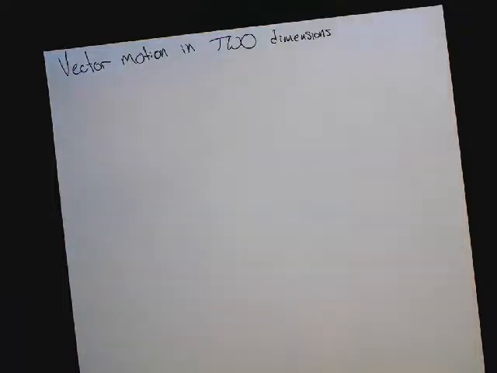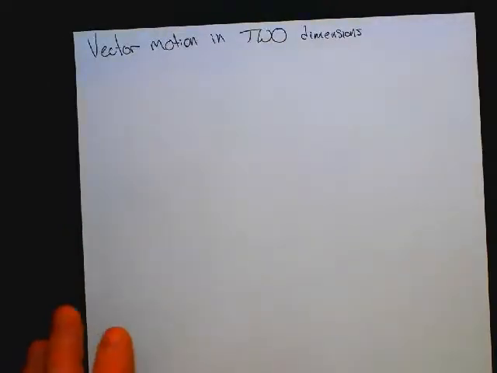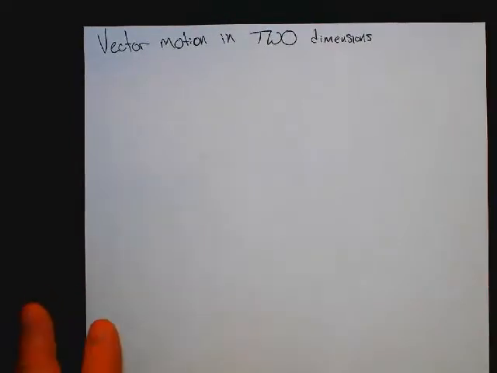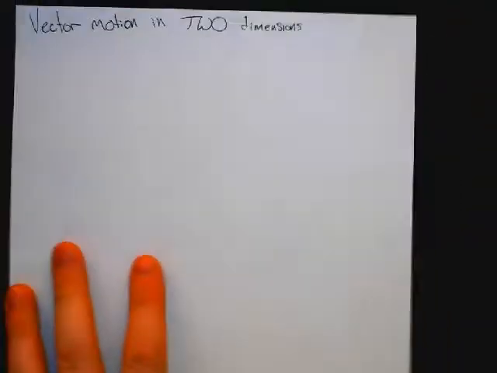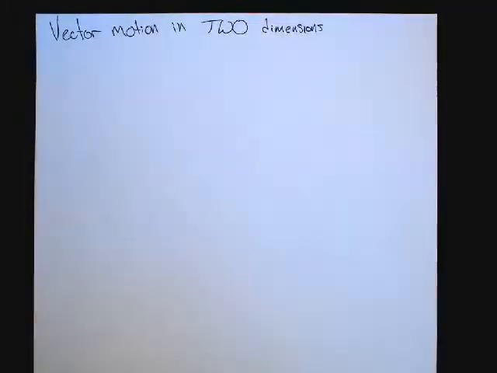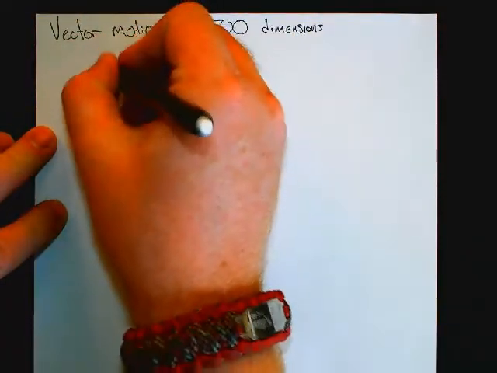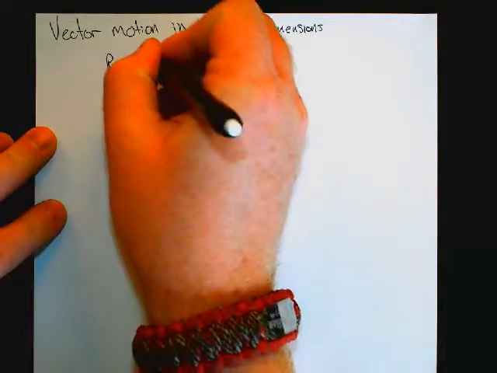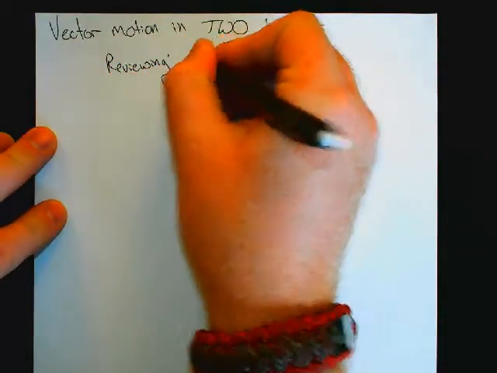Sound like familiar ideas? Yes? We didn't really have anything where we were adding two velocities and recognizing the relative velocity to a frame such as Earth. But we're going to go ahead and start with that now. So just reviewing one dimension.